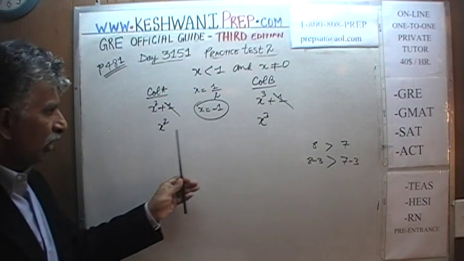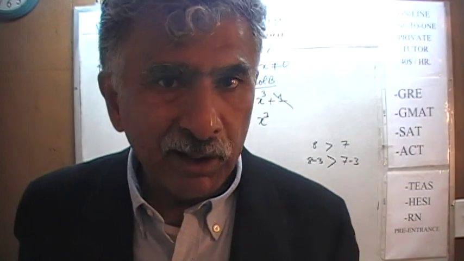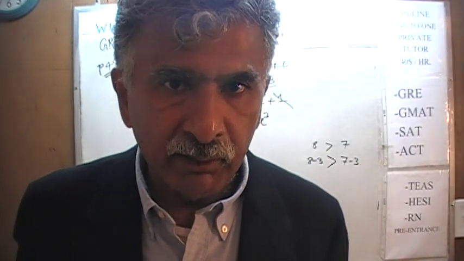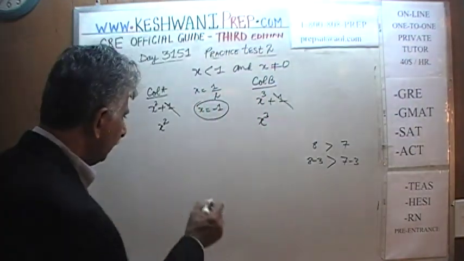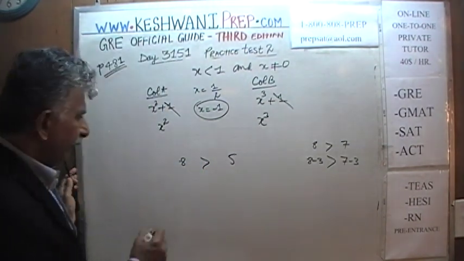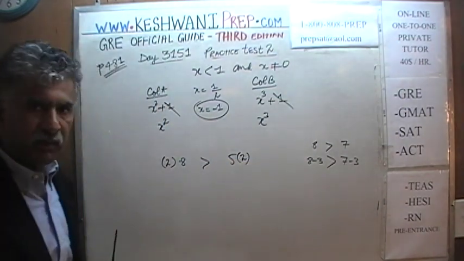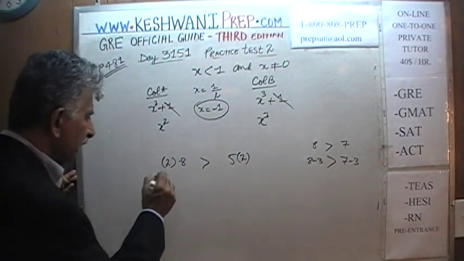And we know that as long as we divide or multiply both columns by a positive quantity, we are okay. We're not allowed to multiply or divide the two columns by a negative quantity. For example, we know that 8 is bigger than 5. If we multiply 8 by 2 and multiply 5 by 2, we are fine. But we cannot multiply by negative 2.